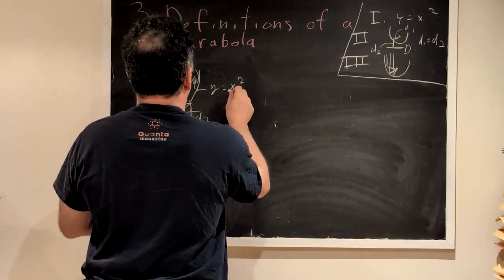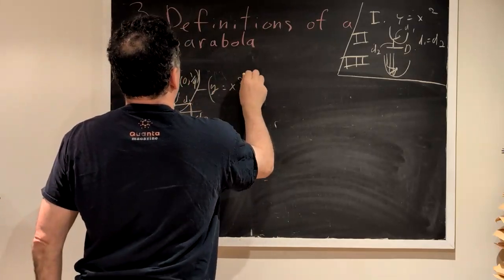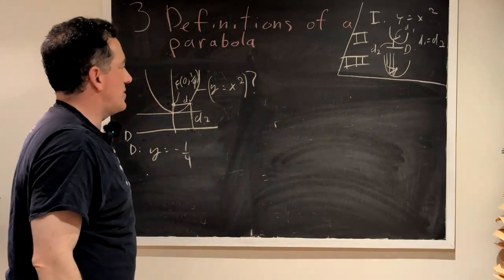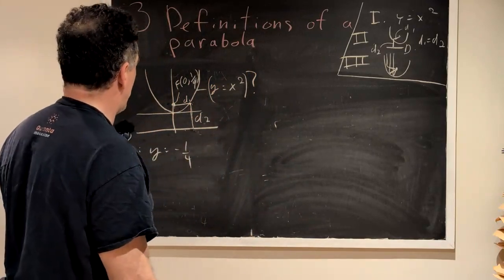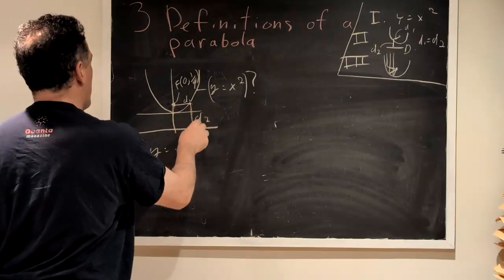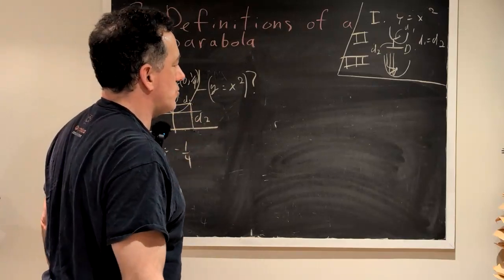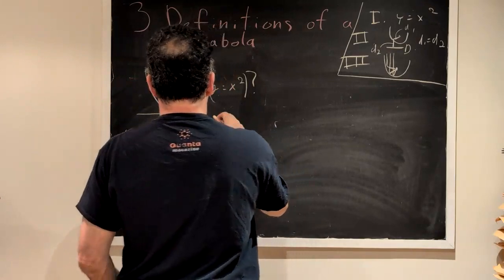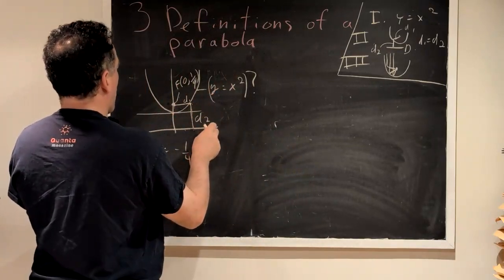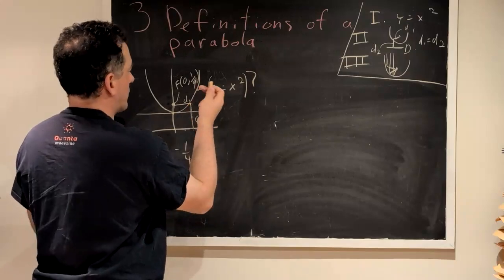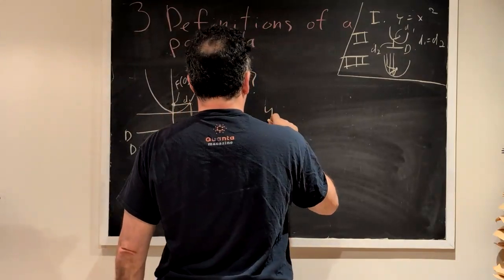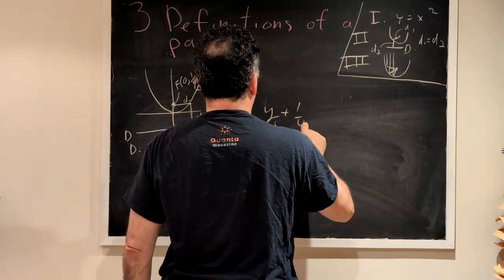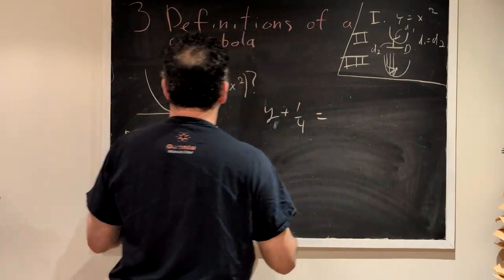without knowing that this is a fact. This is a question: is the curve y equals x squared? And the way to do it, of course, is to calculate d1 and d2 and equate them. So d2 is simply 1/4 plus the y coordinate. So that's y plus 1/4 equals, well, d1.